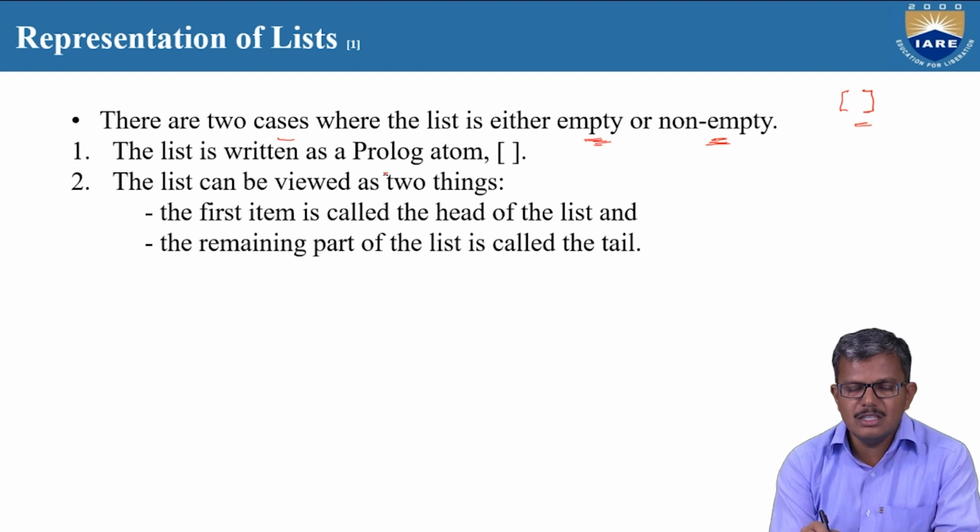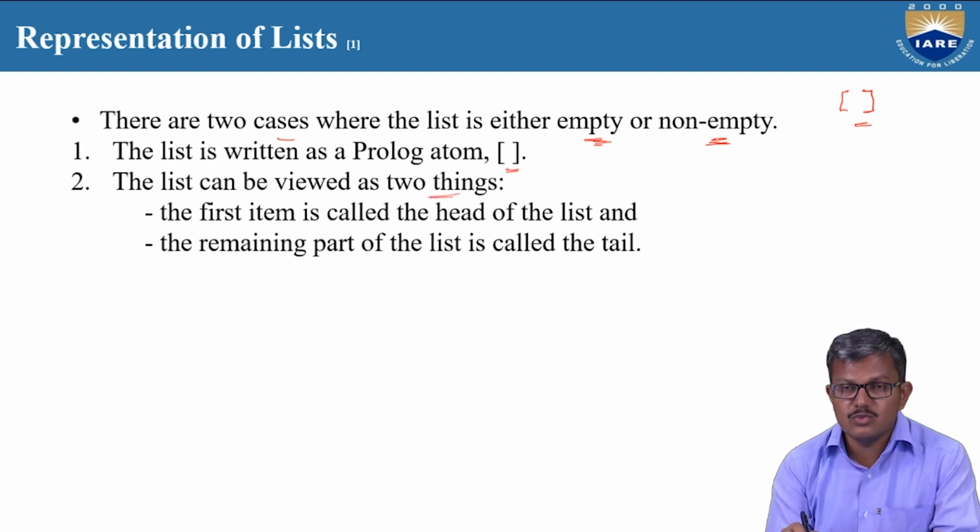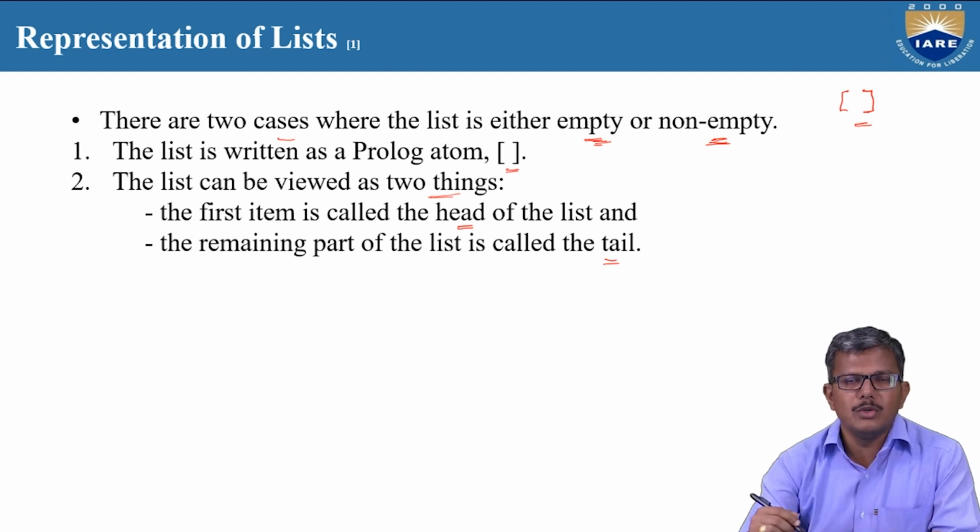The list is written in Prolog by using the square brackets, as I just mentioned. It can be viewed as two different things. This is very, very important, we need to concentrate here. What is that? One is the head and another one is the tail. Whenever you are representing a particular list in Prolog, the list is going to be organized in this particular fashion. In simple words, every list is going to have a head as well as a tail.